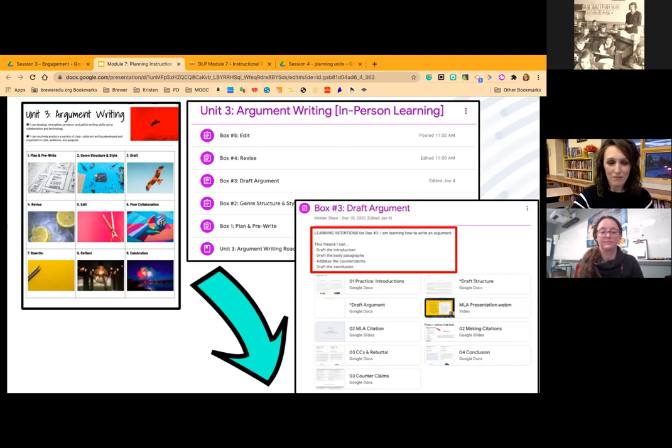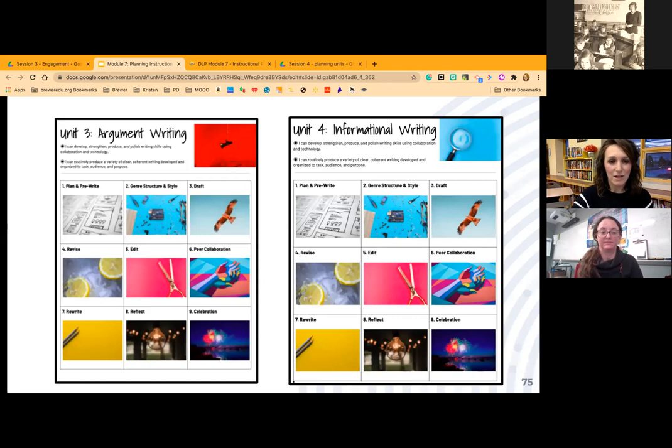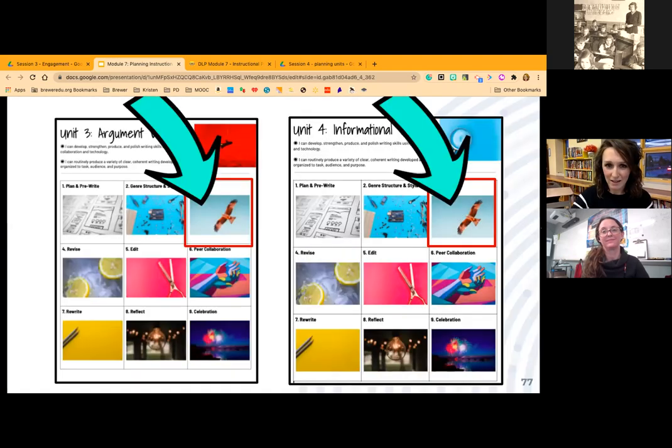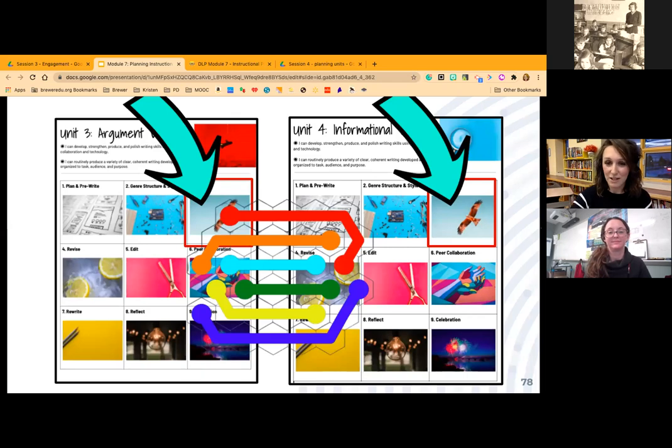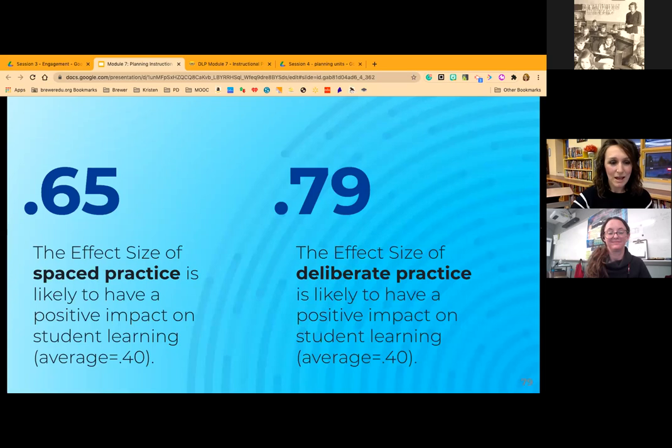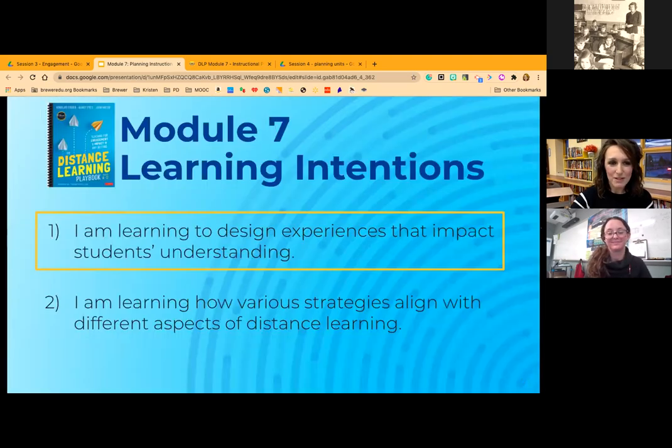And so over time, part of our design too, Fisher and Frey say, is that even though in this unit, in their draft, they're learning how to write introductions, we very specifically and deliberately practice that skill. In a couple of months, when we come to box three of the next unit, guess what they'll see again? They'll have an opportunity to try some of these strategies again, deliberately. Both times we're practicing intentionally this specific skill, and in this case it was writing introductions. But when we deliberately practice the same skill over time, we call that spaced practice, interval practice too. As you can see, spaced and deliberate practices have high impacts on learning, almost close to double the impact.